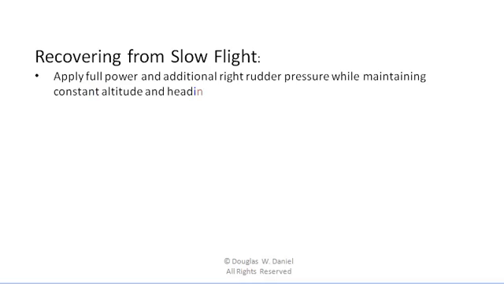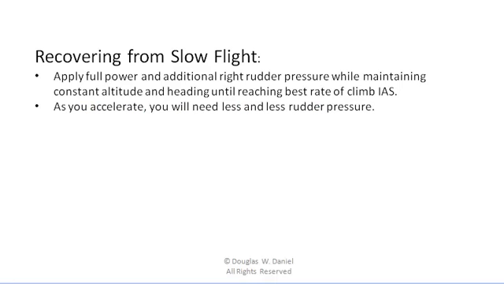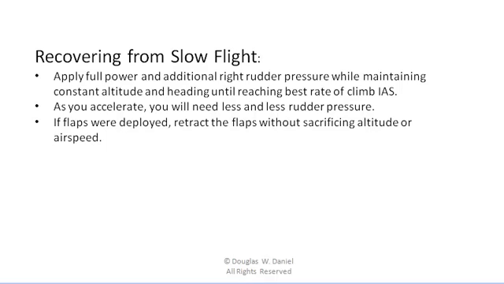Recovering from slow flight. Apply full power and additional right rudder pressure while maintaining constant altitude and heading until reaching best rate of climb indicated airspeed. As you accelerate, you will need less and less rudder pressure. If flaps were deployed, retract the flaps without sacrificing altitude or airspeed.